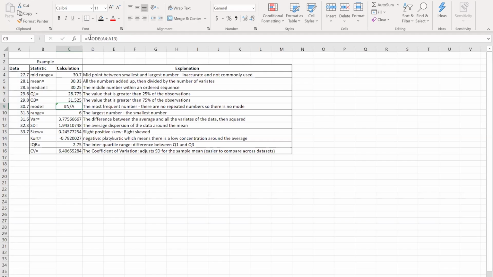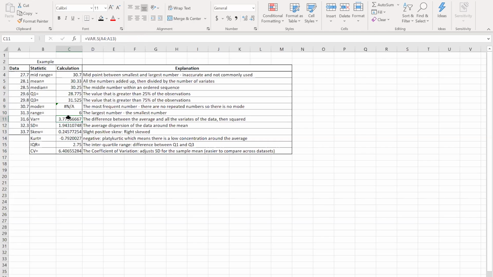We have the mode, which is just using the function mode for the selected data range. You'll see here that we get this NA, right? We have this weird error. There are no repeated numbers in this data set, and that's why we're getting this error. Excel is telling us there is no mode. For the range, we're just calculating the range with the maximum minus the minimum.